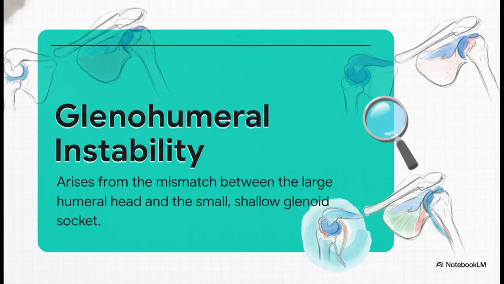This right here is the heart of the issue, mobility versus stability. You've probably heard the golf ball on a tee analogy, and it is spot on. The shallow glenoid socket is the tee, and the big, round humeral head is the golf ball. It's a setup that gives you amazing movement, right? But it's also just inherently unstable.